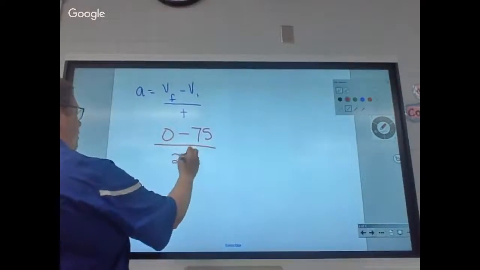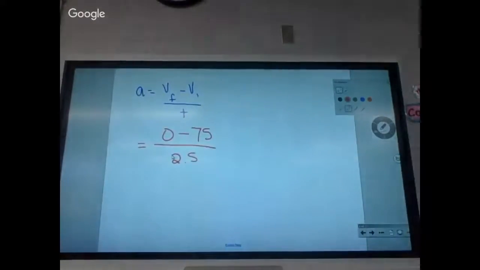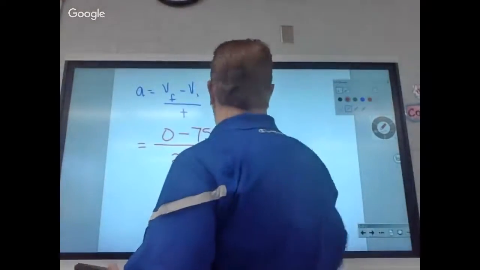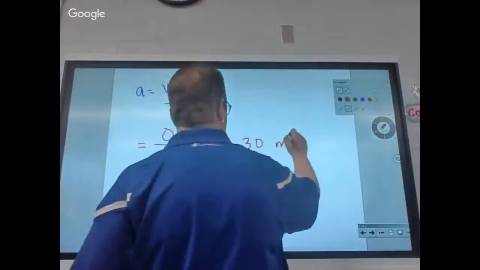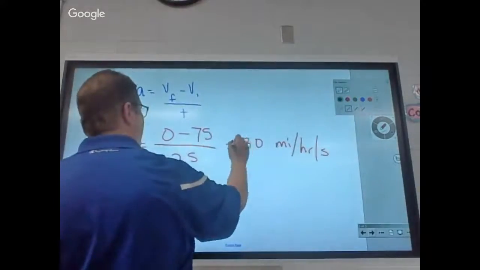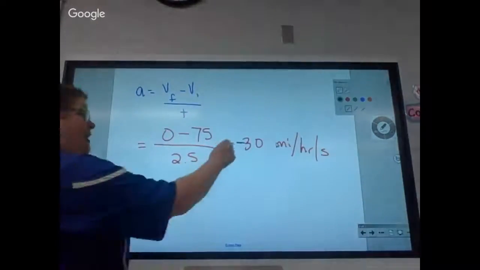Now, if you remember yesterday's discussion, what did I tell you all about deceleration? Deceleration is always what kind of number? Negative. Okay? So even if you flip the numbers and did them wrong, I'll explain that in just a second. 75 divided by 2.5, you get 30. Our units will be miles per hour per second, miles per hour over seconds. When you subtract here, you get a negative. So you've got negative 30 for an answer. Every time you calculate deceleration, it is a negative answer.